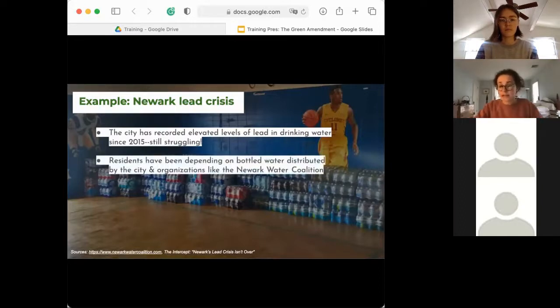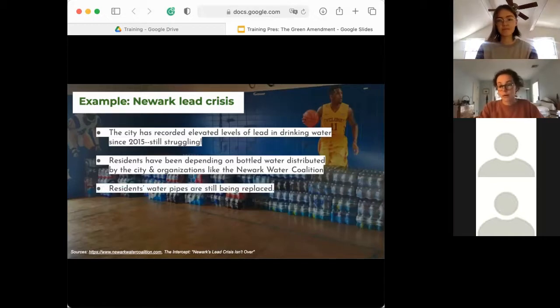So the residents have been depending on bottled water distributed by the city and organizations like the Newark Water Coalition. The local government has tried to help and claims a lot of progress has been achieved, but many still depend on the Newark Water Coalition for free weekly water pickups. Free weekly water pickups, seriously. City officials have given out nearly 70,000 bottles of water. Other public entities like the Newark Museum of Art have also been distributing some water to the community. And some of these sources have also been interrupted or made more difficult to work due to COVID-19, which is also disproportionately occurring in these communities.